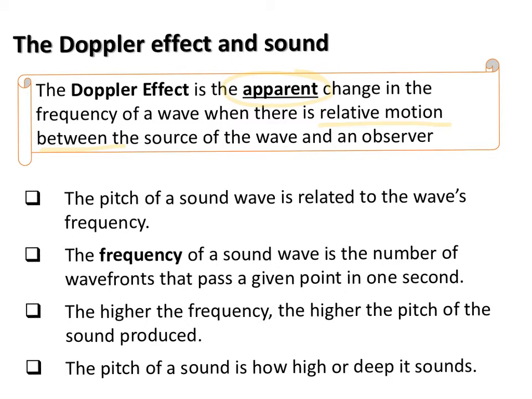So there's two things that are important here. Number one, it is an apparent change. The frequency of light or a wave cannot change unless the source's frequency actually changes, but you are observing a frequency change. The second thing is that there needs to be motion. So either the source of the wave is moving or the observer is moving, though sometimes in the real world that means both are moving. But we're just going to look at what happens when one moves.